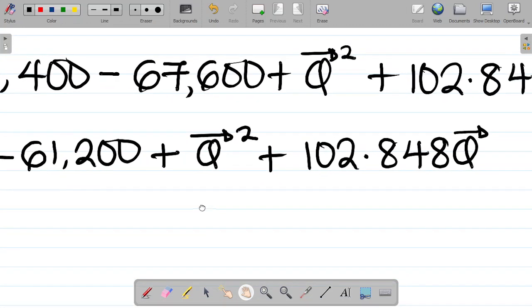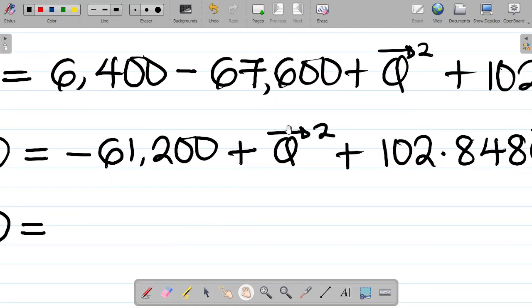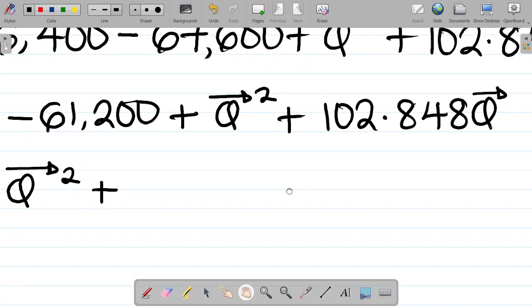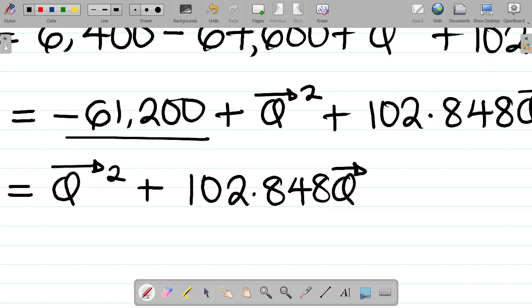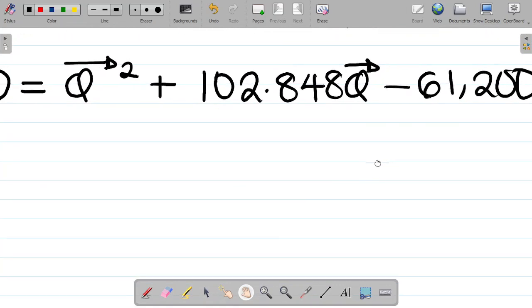All right, so rearranging this in the form of a quadratic equation, we'll have 0 is equal to, we'll start with the one with the highest power, which is q squared. That's vector q, all squared, plus the next one, 102.848q, and then finally we have our constant as minus 61,200. All right, so this now becomes a quadratic equation.